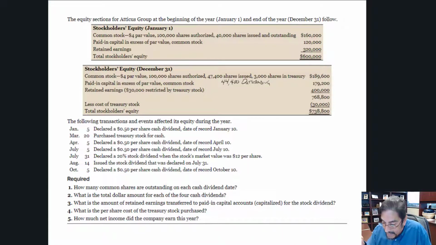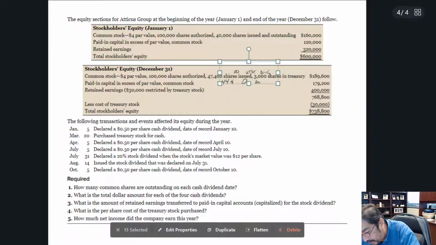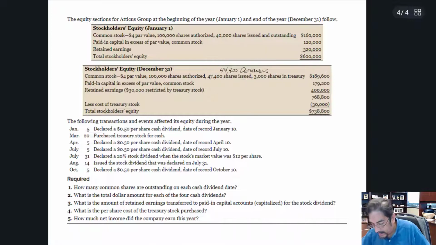So we had some movement there in the common shares. Let's see, paid in capital in excess started at 120, ended at 179,200. So we had some movement there. I'm going to move this up here so it looks like it's out of the way. There we go. And then retained earnings, we started at 320 and finished at 400, so something happened there. And then we've got treasury stock, where we didn't before. So we know something happened with treasury stock. Okay, there's our beginning and our ending.